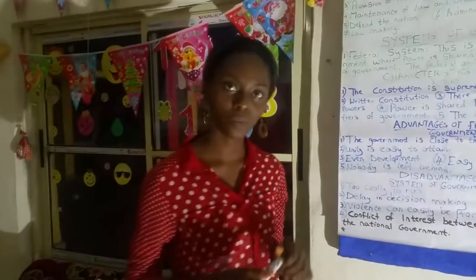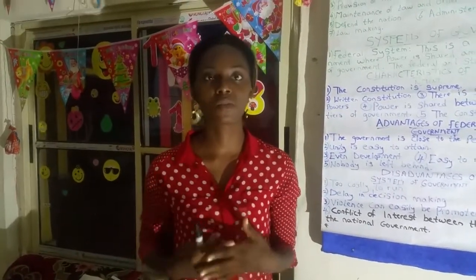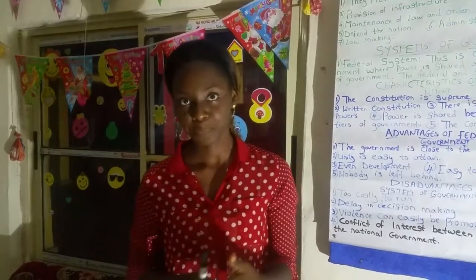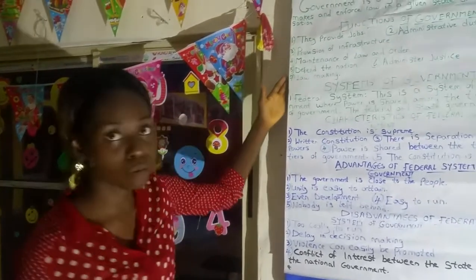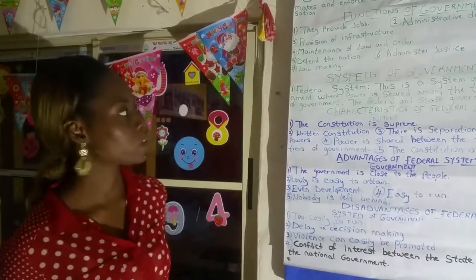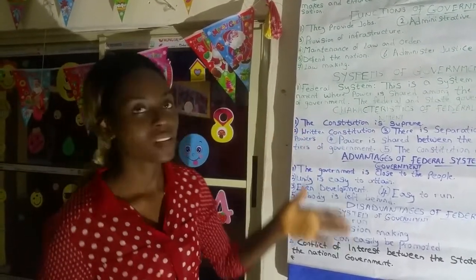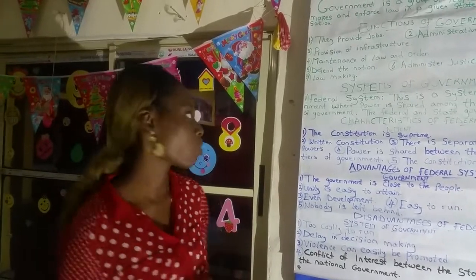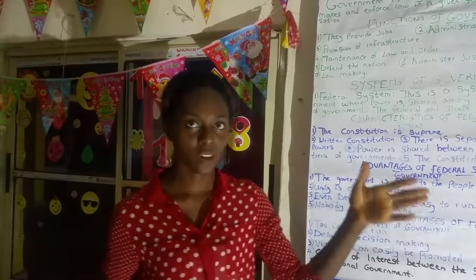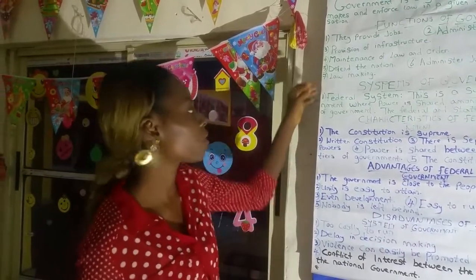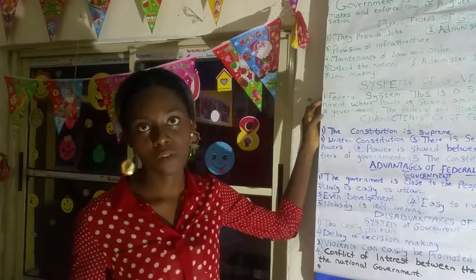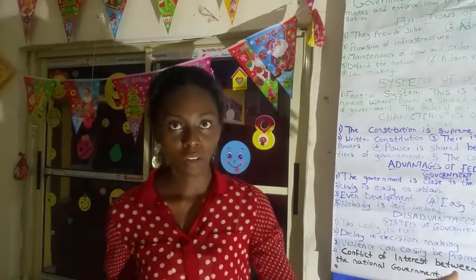Now we also have systems of government. We have various systems of government, such as the federal system, unitary system, parliamentary system. For today's class, we're taking just two, which are the federal system and unitary system. What is the federal system of government? This is a system of government where power is shared among the tiers of government. The tiers of government are two: the federal government and the state government. Any government that shares power between the federal government and the state government is called the federal system of government. An example is Nigeria, which operates the federal system of government because they share power among the federal and the state government.